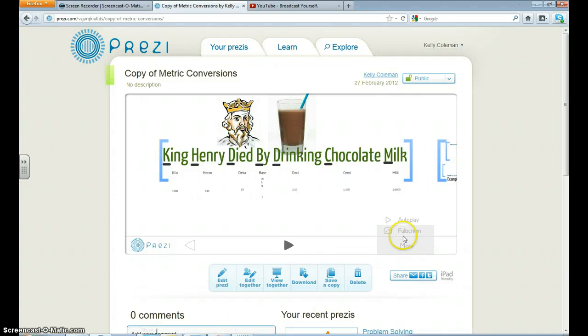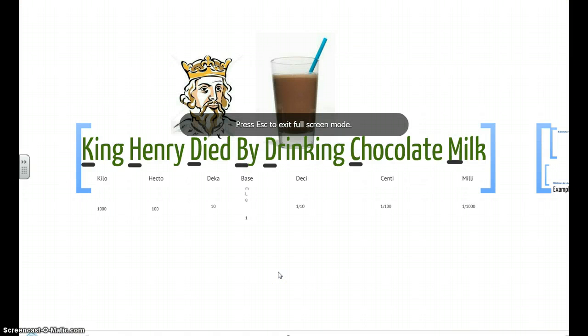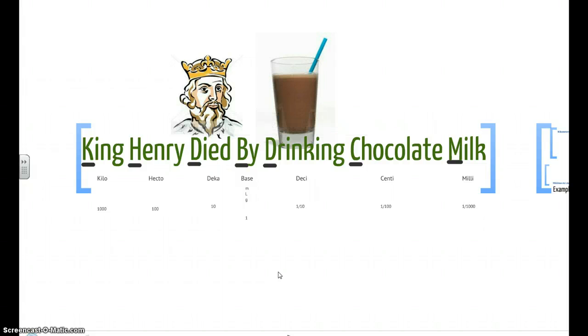Okay, so today we're going to be learning about metric conversions. And whenever I talk about metric conversions, I'm going to be using this mnemonic device. You may have heard me say it before in class. King Henry died by drinking chocolate milk.